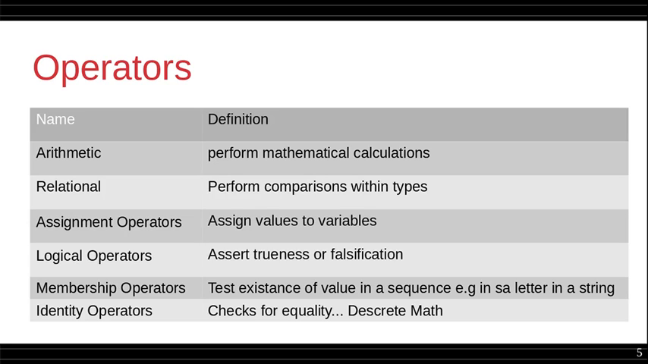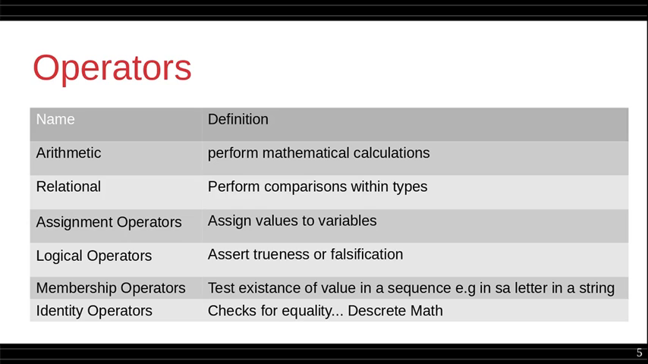We're going to be looking at operators in this tutorial, so these are a few examples of what you encounter in any programming language when it comes to operators. We have the arithmetic operators to perform mathematical calculations. We have the relational operators to perform comparisons within types, and we're going to be looking at the assignment operators to assign values to variables, of course, and we look at logical operators for setting trueness and falsification of values, and membership operators, of course, that is to test the existence of a value in a sequence, for example, a letter in a string.